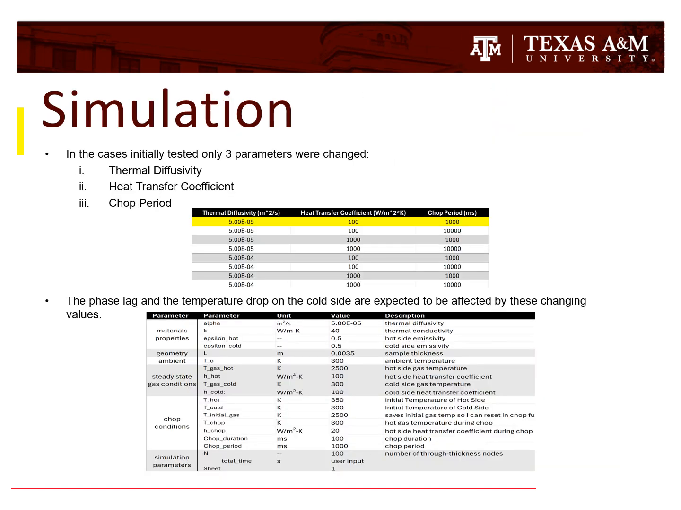We are not testing a specific material in the simulation, but we chose a range of values that could be seen and tested in the lab. We are initially only going to change 3 of those values: thermal diffusivity, heat transfer coefficient, and the chop period. All the other material properties, as seen in this bottom table, will remain constant. We have chosen 2 different thermal diffusivity values, 2 different heat transfer coefficient values, and 2 chop periods. We have then arranged them to form 8 different test cases.